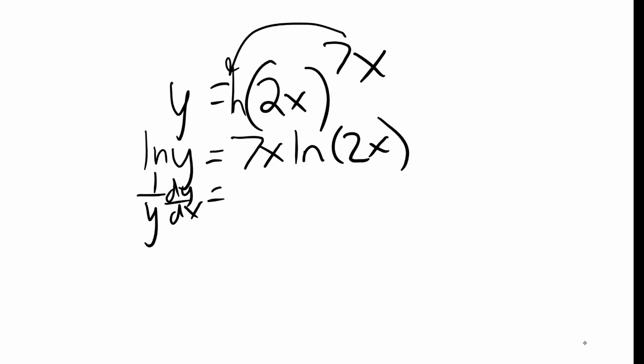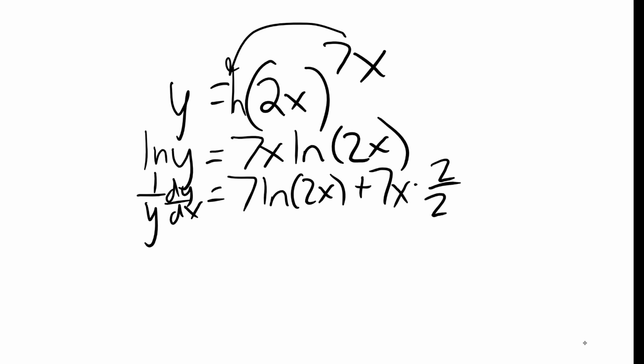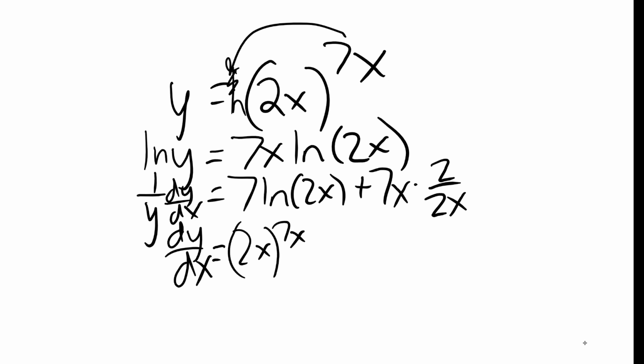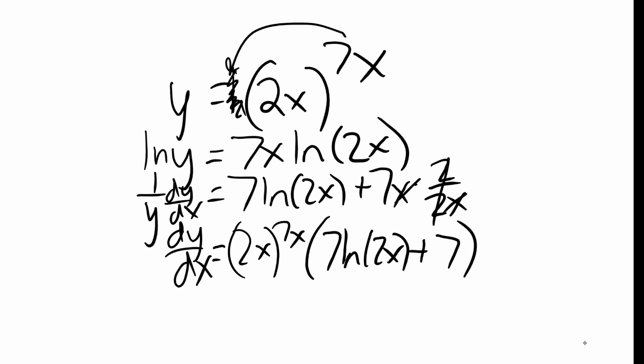And the derivative of the right almost always has product rule in it. So we have to do a prime times b plus a times b prime, which in this case would be 2 over 2x for du over u. Now that we have this done, all we do is multiply y to the other side, and we're done. So we get 2x to the 7x, which was my original y, and I just multiply by this stuff: 7 natural log of 2x plus, those cancel, those can't, oh, 7. Cool.